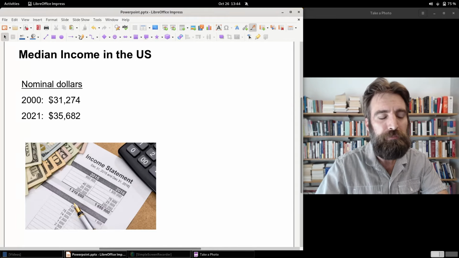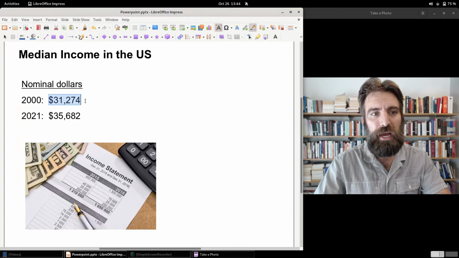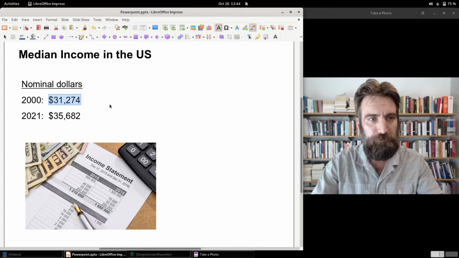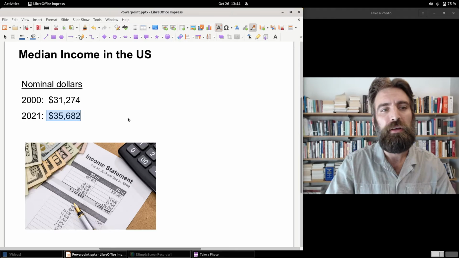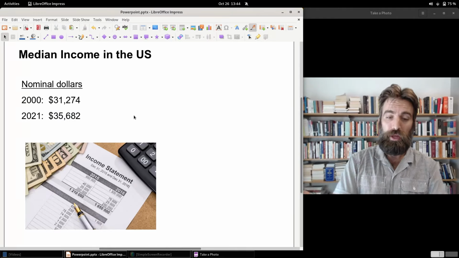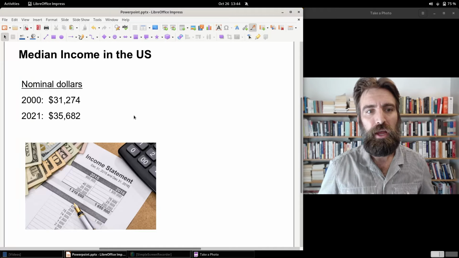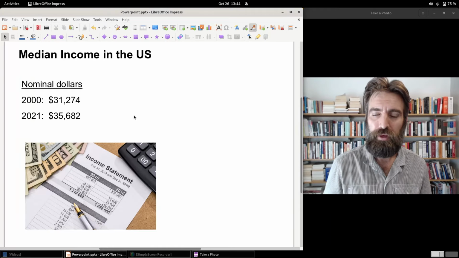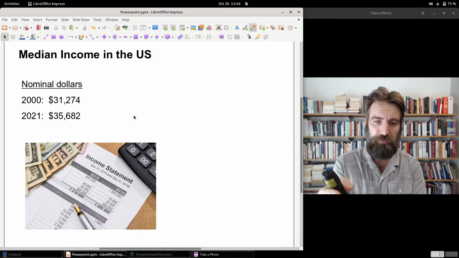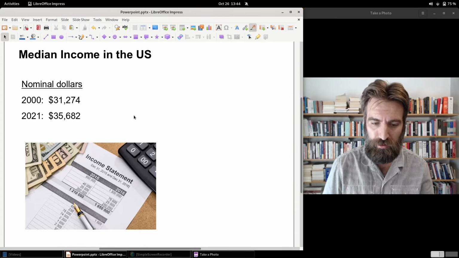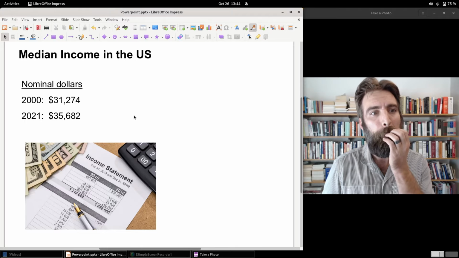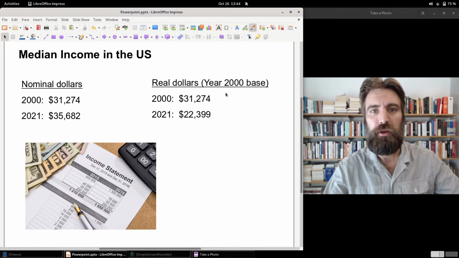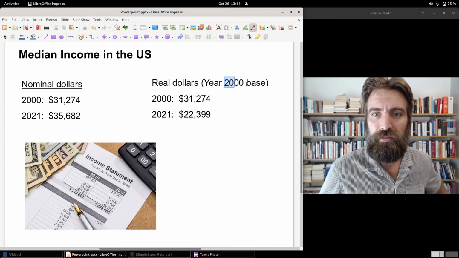Now in the year 2000, median income was $31,274. Today, in 2021, median income is $35,682. Oh, income's increased. Not so fast. If you adjust for inflation, since the year 2000, inflation measured by CPI, the dollar has inflated by 60%. If you adjust for inflation, and we'll use the year 2000 as the base.